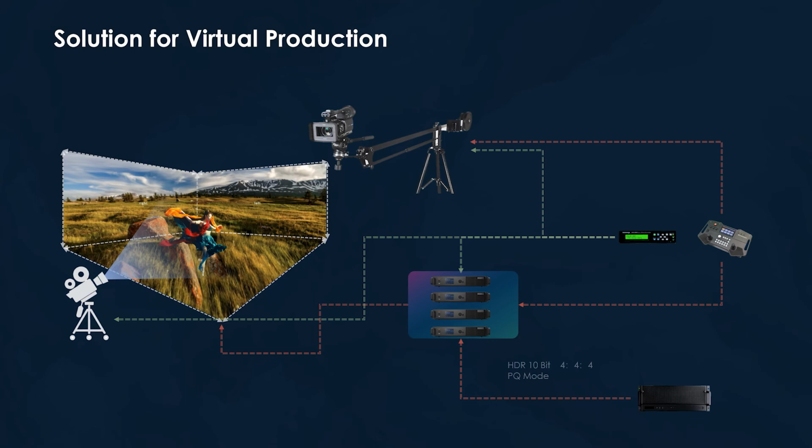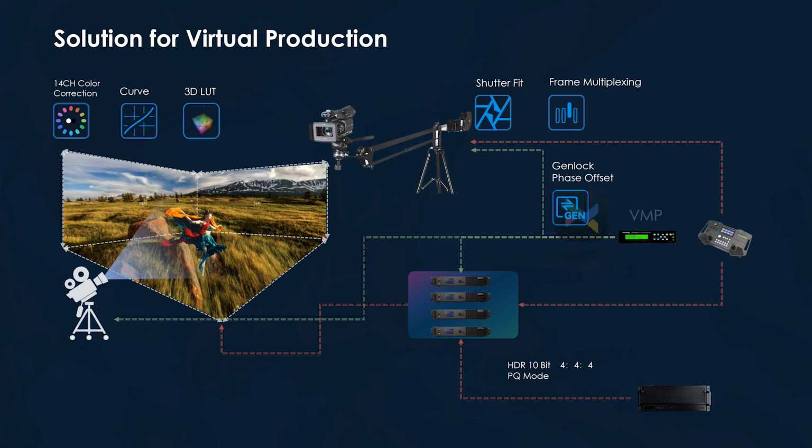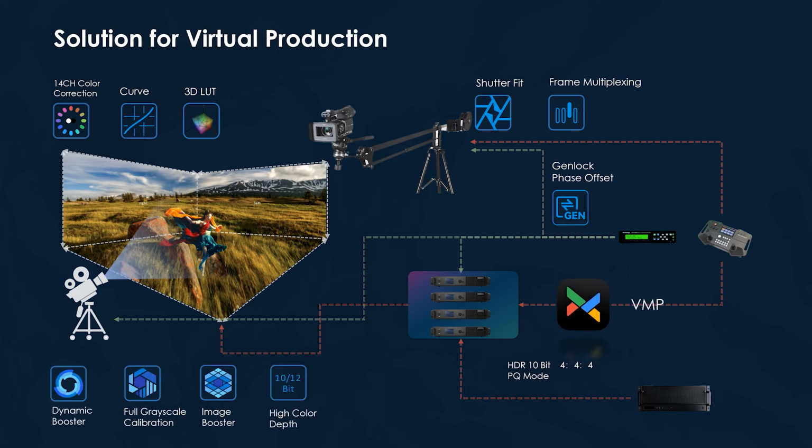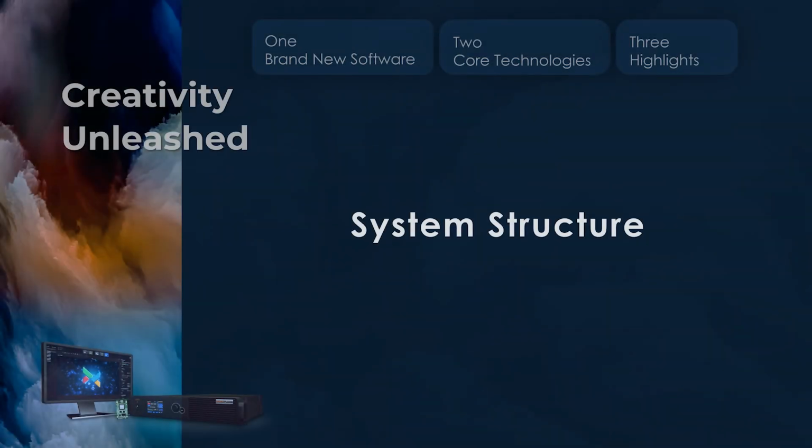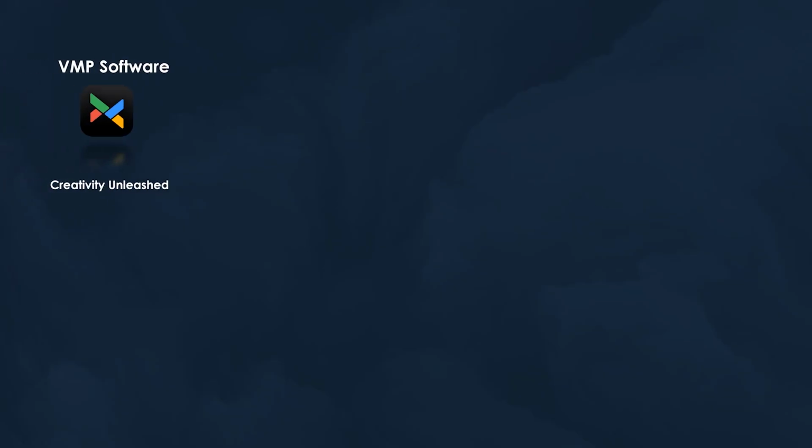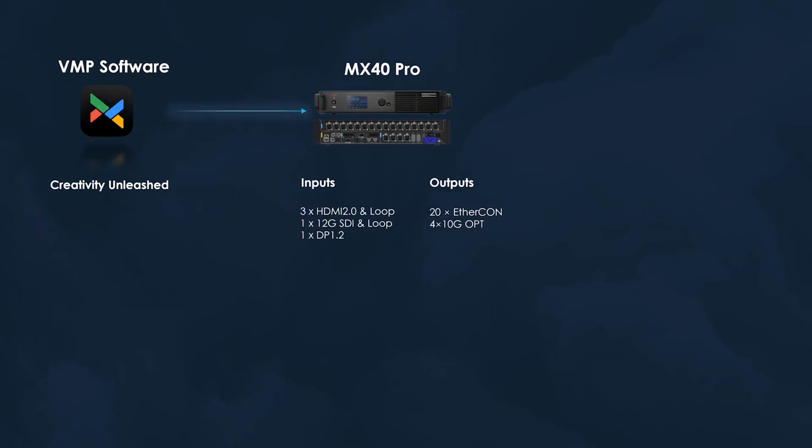NovaStar's vision management platform, combined with our MX controllers and A10S Pro cards, provides a complete solution for virtual production that meets or exceeds industry standards. VMP adds to the mix with our dynamic booster and full grayscale calibration, enhancing images and lowering power consumption. So let's wrap up with a quick visual of the system structure. Feel free to hit the pause button for a moment.